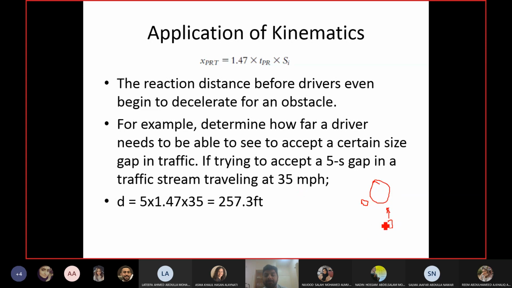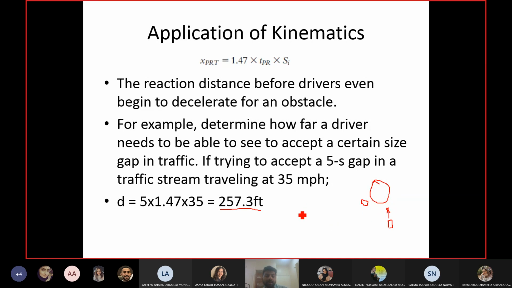So if your speed is 35 miles per hour, and you are willing to accept a gap of 5 seconds, then the distance between you and the other vehicle should be 5, the perception reaction time, times 1.47, the conversion factor, times 35, the speed. So the distance between you and the other vehicle should be at least 257.3 feet. For you to have a gap of 5 seconds, in terms of distance it should be 257.3 feet at 35 miles per hour speed.